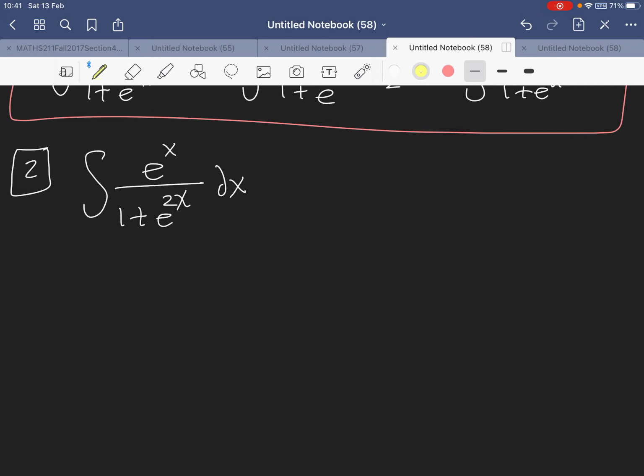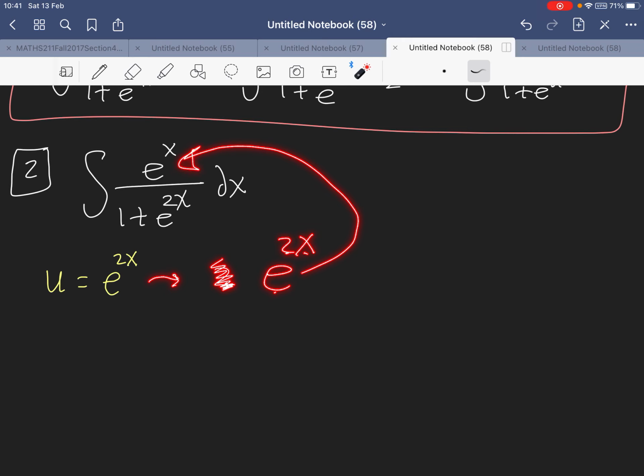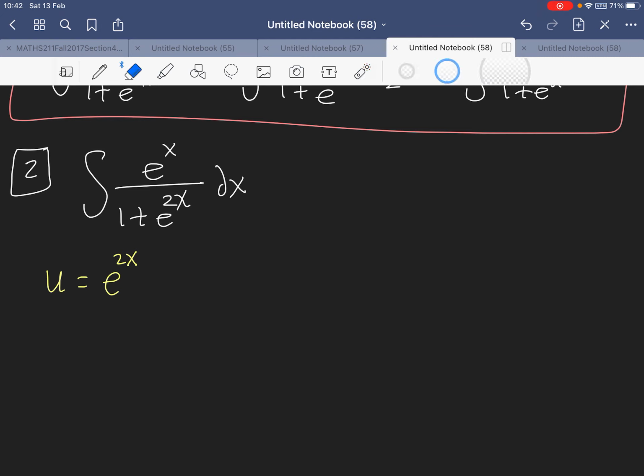Now the second one is maybe I take u to be e^(2x). Well, that is not a good solution, because from the beginning, what is the derivative? It is 2e^(2x). I don't care about the 2. Now, e^(2x), do we see it in the integral on the top? No, it's not there. So this one is not going to work.